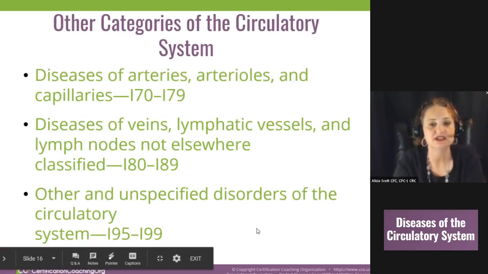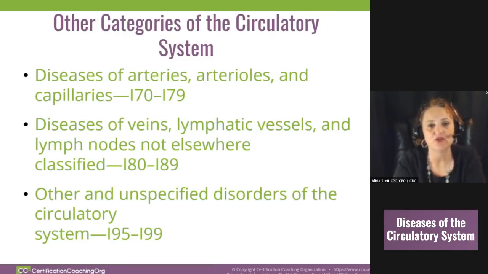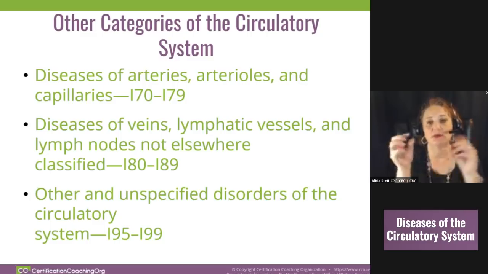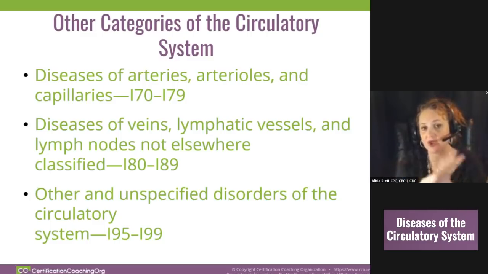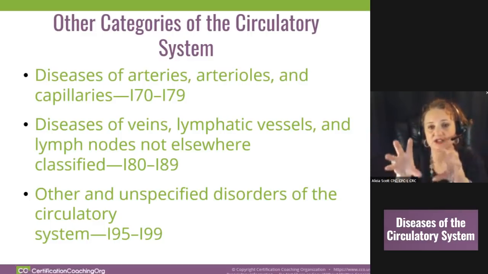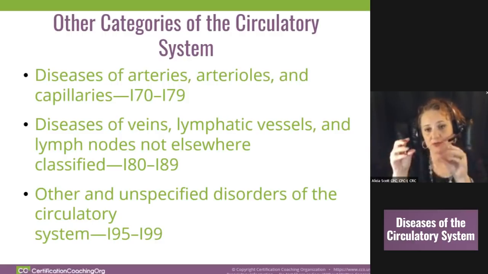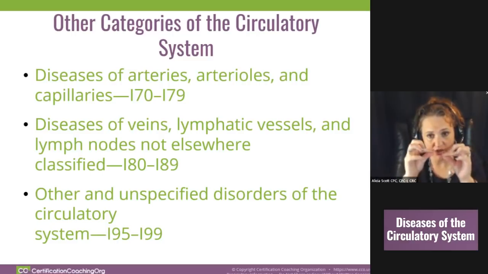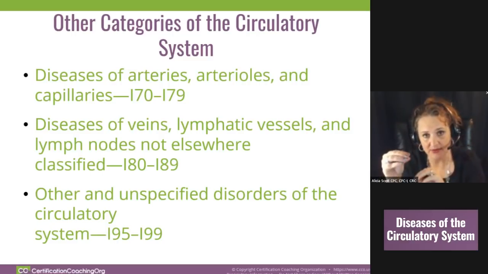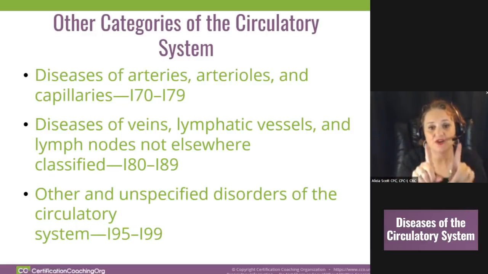Continuing on with this, we can get even more specific. For a code range of I70 through I79, we have arteries, arterioles, and capillaries. Now, remember I told you that going away from the heart, the oxygenated blood, we have arteries, then it breaks down to smaller, the lumen, the little tube, gets smaller, and it's arterioles, and then it gets down to capillaries. So if there is anything that goes wrong with the arteries, arterioles, and the capillaries, then it's going to be I70 through I79.